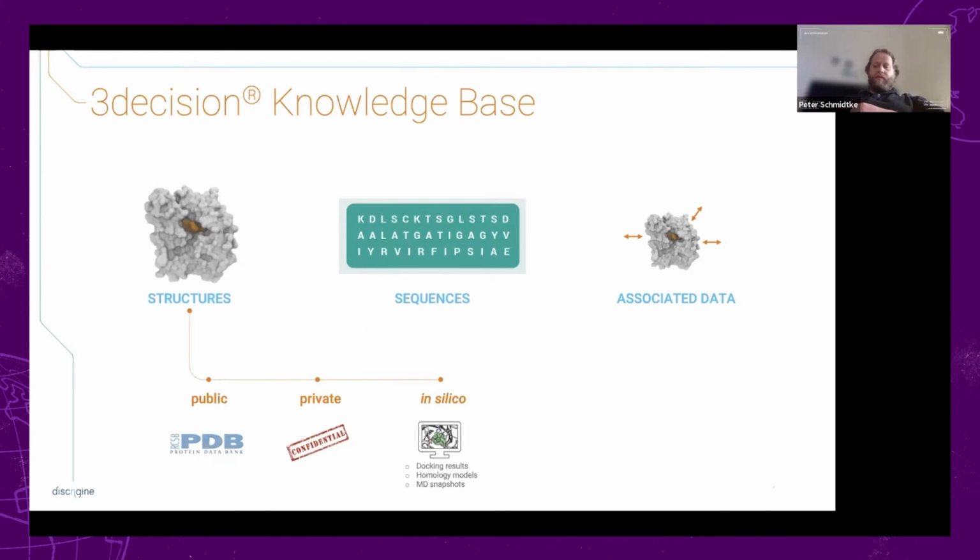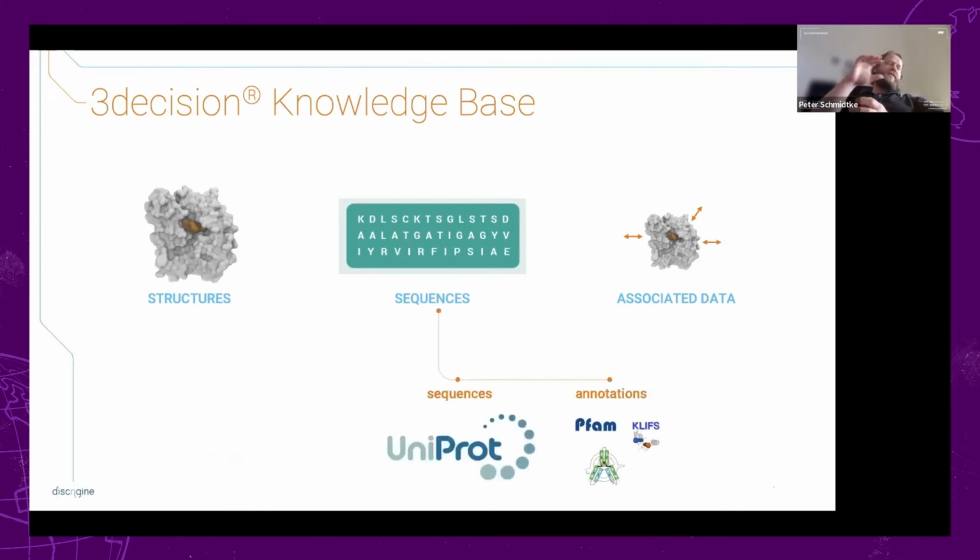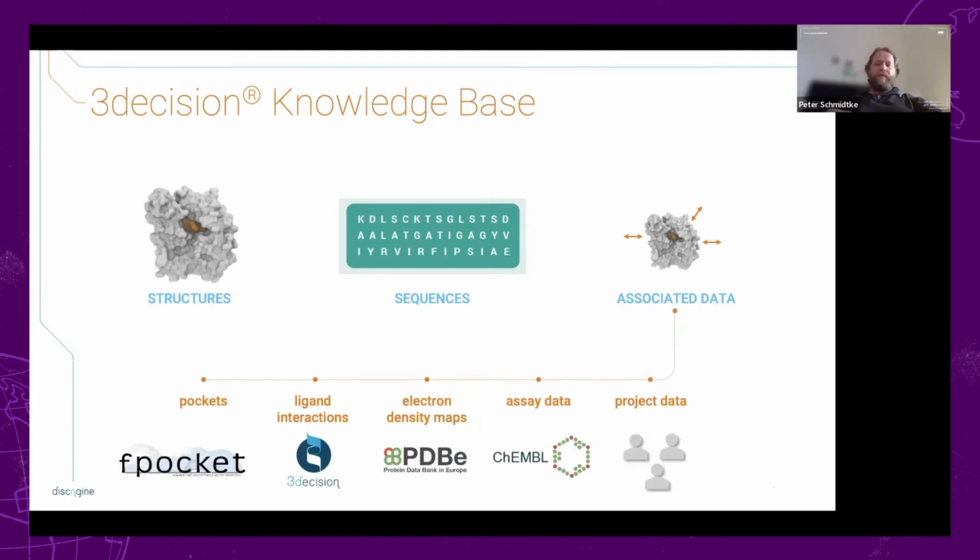They can be registered into Free Decision, and on top of that, we associate each structure and each component of a structure to an actual sequence. If it can be matched to an actual canonical UniProt sequence, then this is done. And on top of that, we add lots of annotations on the structures and on the sequences.